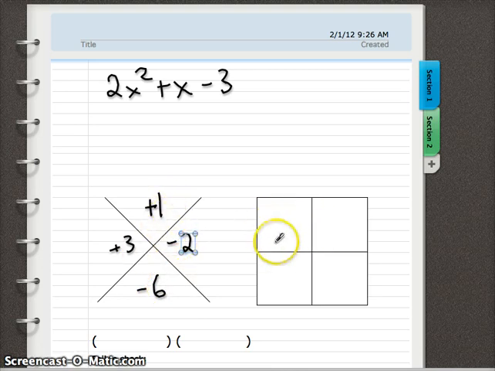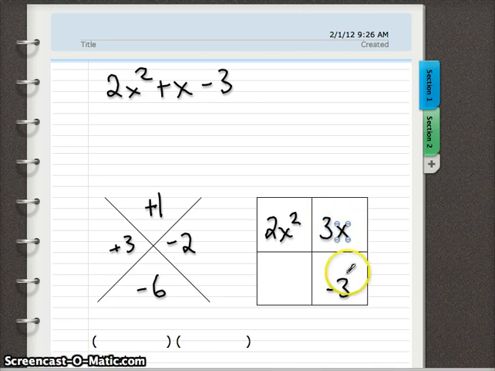So now we move over to the box. We put our first term, or ax squared. Well, that's 2x squared. Put our last term in the bottom right here. So whatever c is, put it in the bottom box. That's negative 3. What we found our factors to be on the sides of the x go in these remaining boxes. And it really doesn't matter which goes which. You could put positive 3 up here and negative 2 here, or positive 3 here and negative 2 up there. It really doesn't matter. But what is super important is that we put that variable in the box as well.